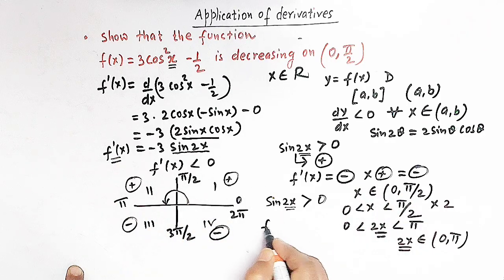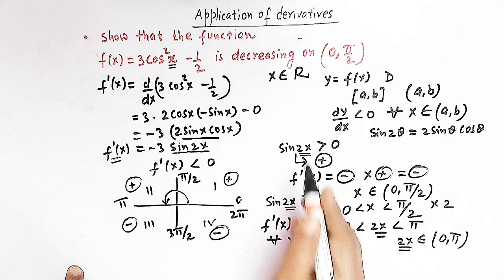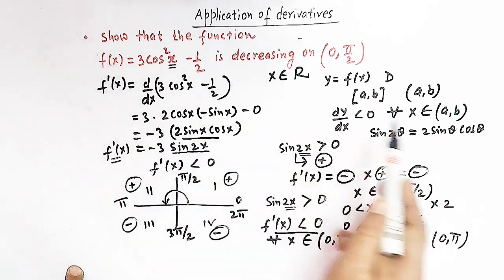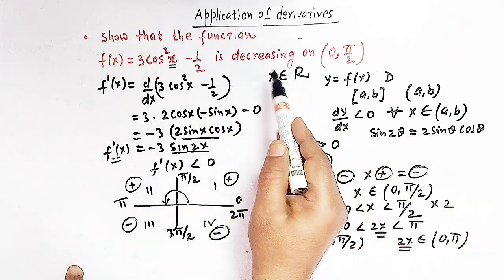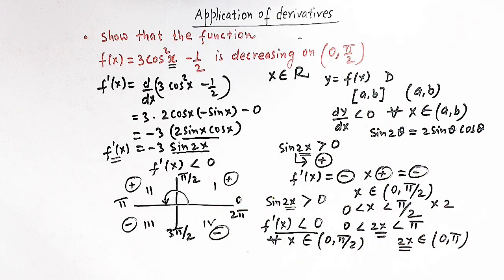So f prime of x is less than 0 for all x belonging to 0 to pi by 2, and it suggests that this function f of x is a decreasing function, or a strictly decreasing function, on this interval 0 to pi by 2.